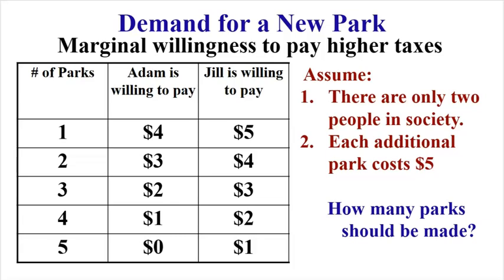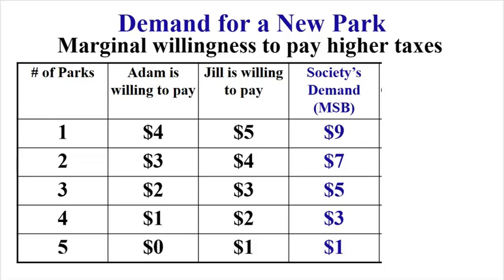It's also taking place with Jill. We have $5 she's willing to pay for one park, and then it subsequently goes down. She's still willing to pay for a fifth park, but not nearly as much as she was willing to pay for the first park. This tells us some information about what people are willing to pay in taxes in order to provide for some of these public goods.